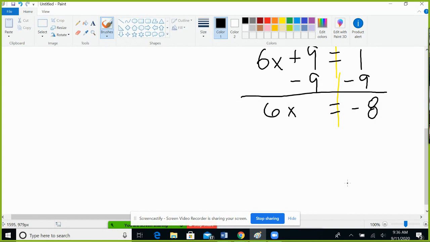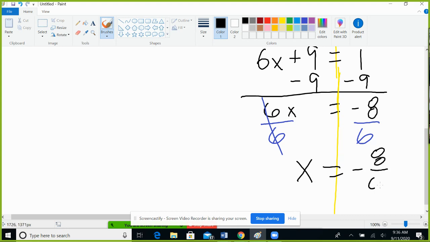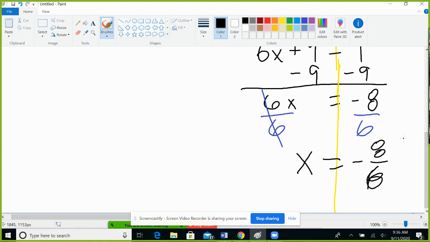All right, what's my last step for this one? Nice. Divide by 6 on both sides. So what that gives me is x equals negative 8 over 6. So there's your answer. And if you want to simplify it, both of those are divisible by 2. So I would get negative 4 thirds.